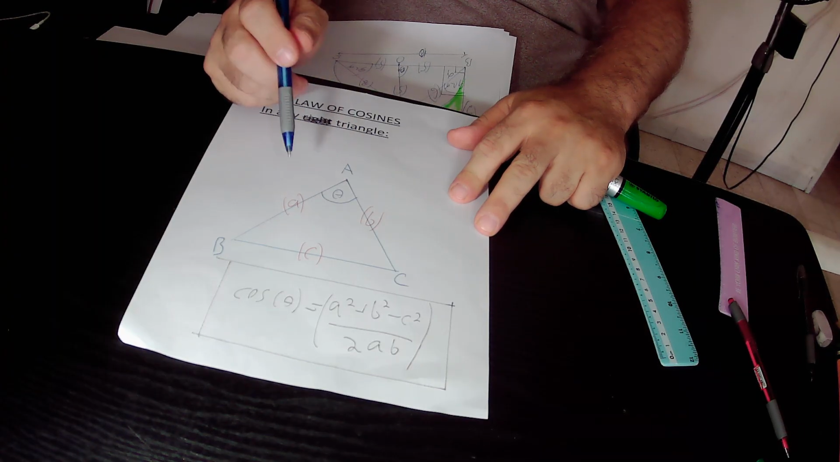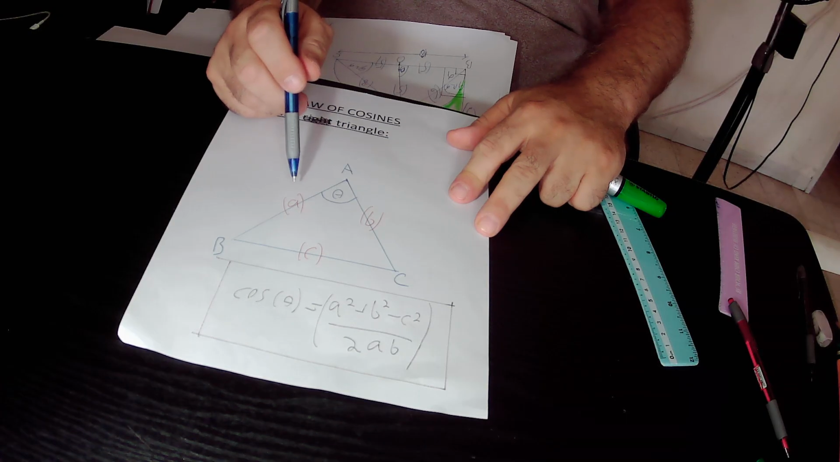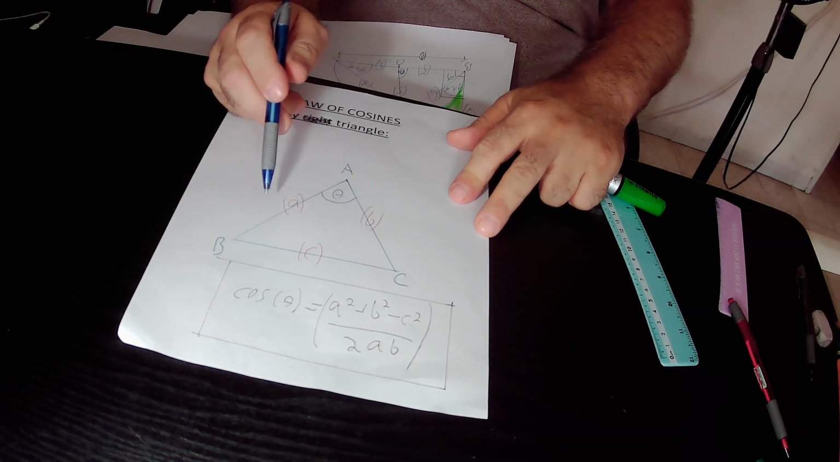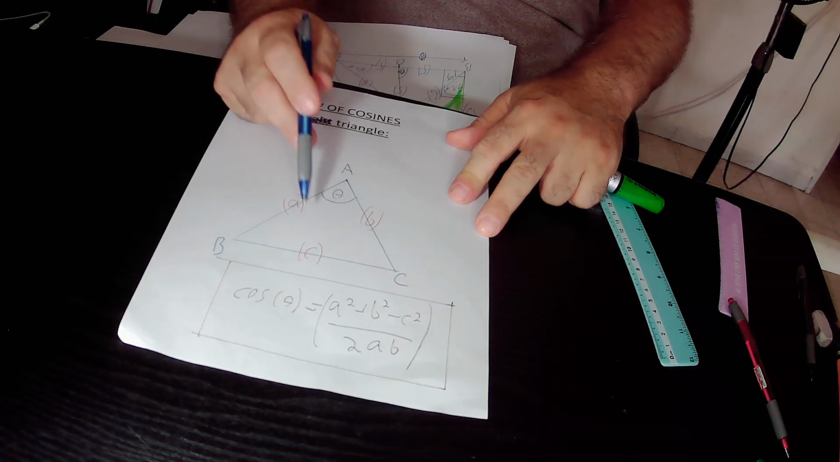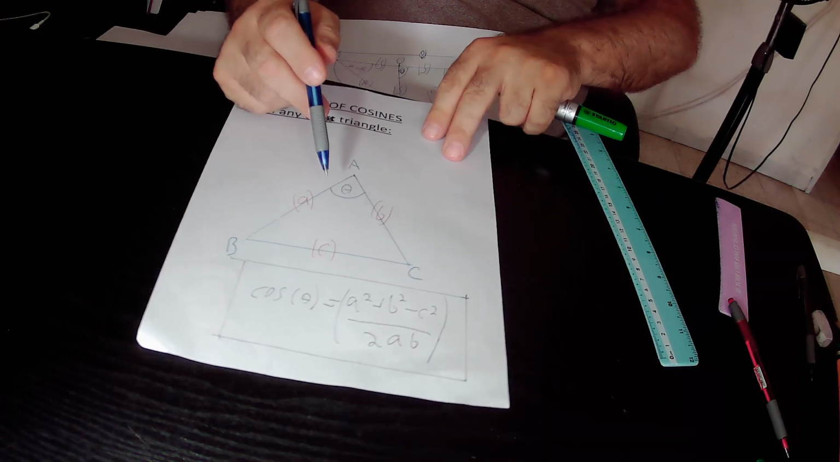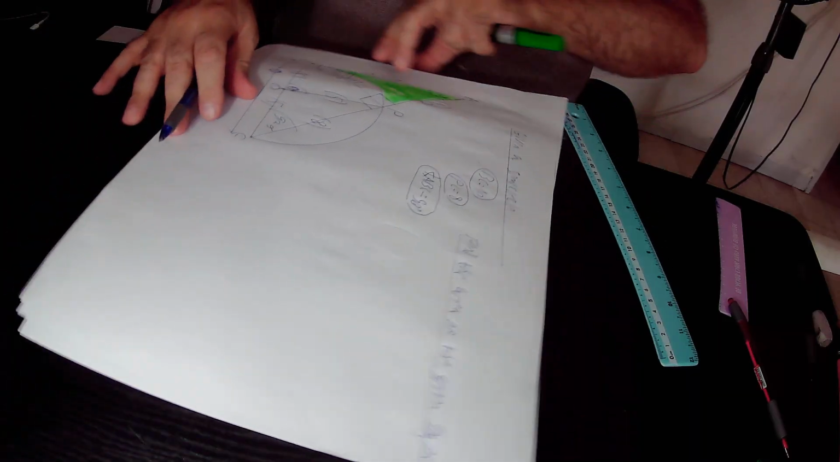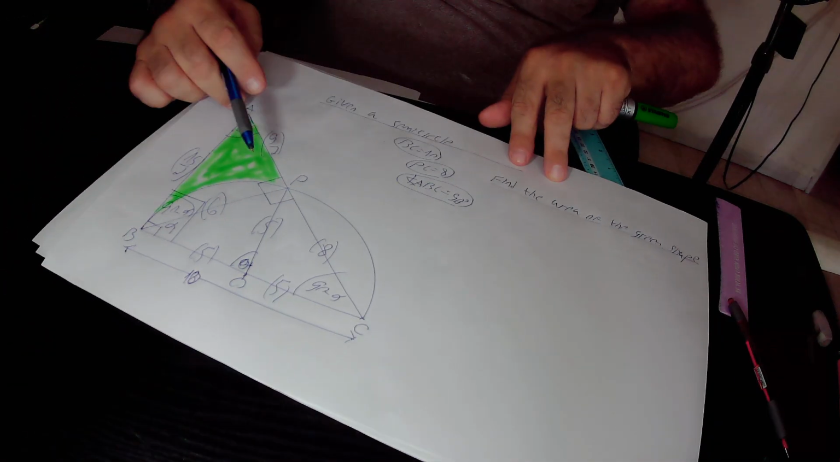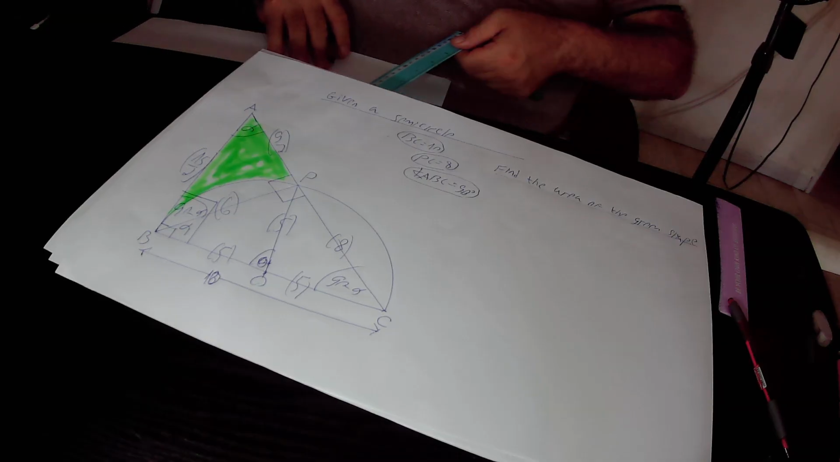So in this triangle ABC that could be any triangle, the following equation is true. Cosine theta equals a squared plus b squared minus c squared over 2 times a times b. We can actually implement the new rule, the law of cosines, in this triangle, triangle POB.